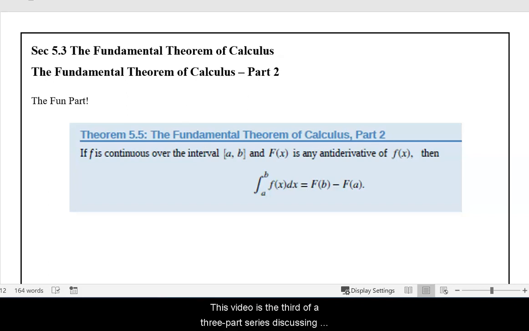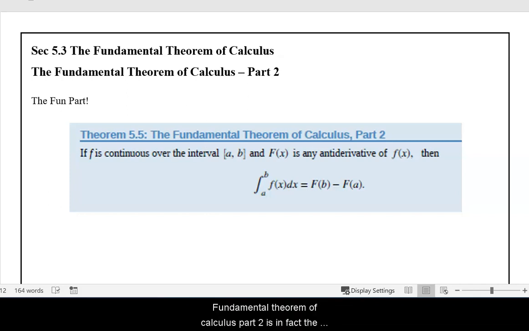This video is the third of a three-part series discussing the fundamental theorem of calculus. In the first video, we discussed the mean value theorem of integrals. In the second video, we discussed and proved the fundamental theorem of calculus part 1. In this final video, we will discuss the fundamental theorem of calculus part 2, prove it, and then do some examples. This is based on the OpenStax Calculus book, Volume 1, Section 5.3.